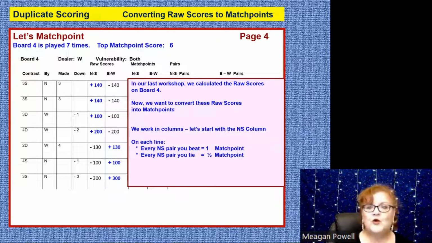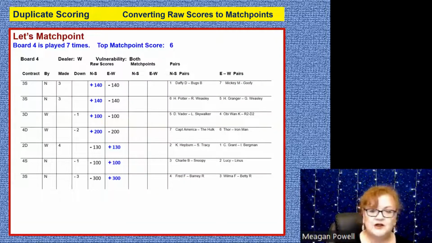So we're going to look at the north-south pairs first. And for every north-south pair that you beat, you earn one match point. For every north-south pair you tie, you earn a half of a match point. So let's walk through some of these together. And I'm going to start up here with line one. Pair one, north-south pair one, that's Daffy and Bugs.